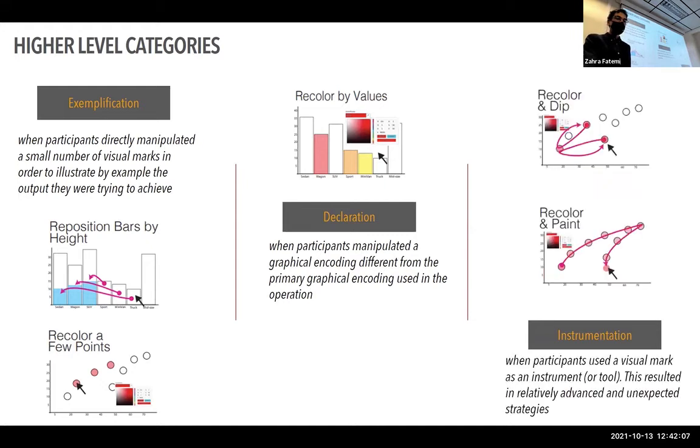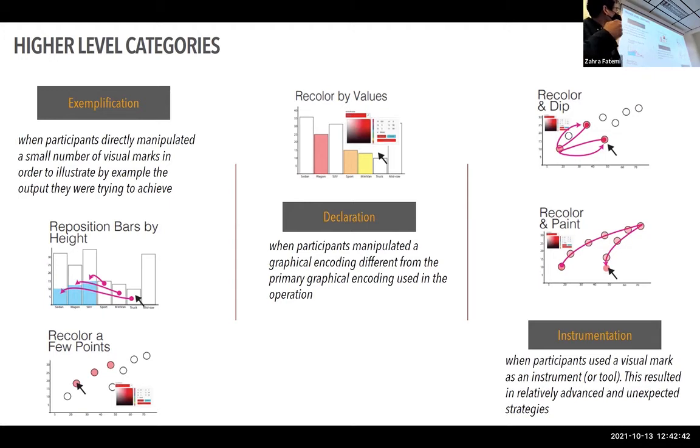Yes, the third of these higher level strategies is instrumentation. With this style, what participants did is that they turned a visual mark from the visualization into an instrument, into their own tool, to perform some new operations. So this resulted in some very unexpected and interesting strategies. For example, the 2 strategies that I'm showing here on the right were used to recolor a subset of data points in a scatter plot.